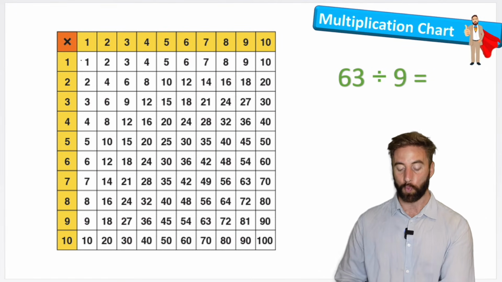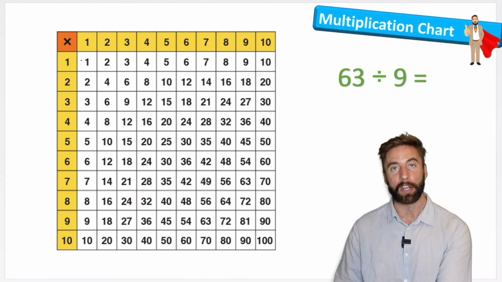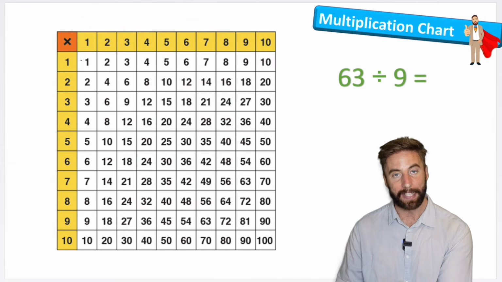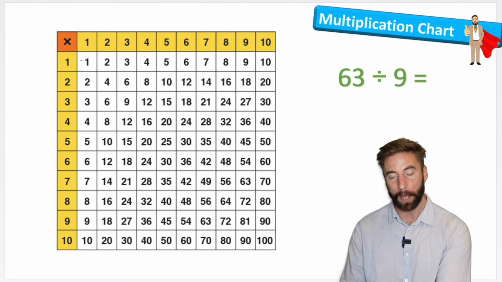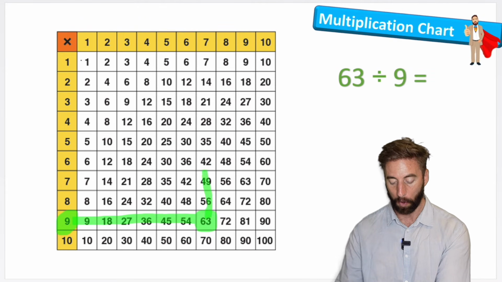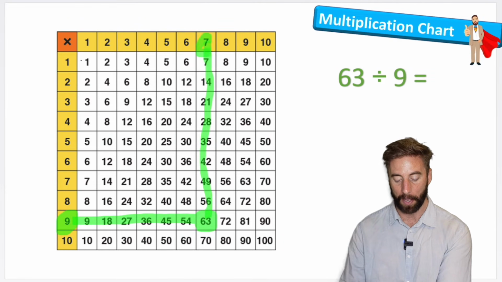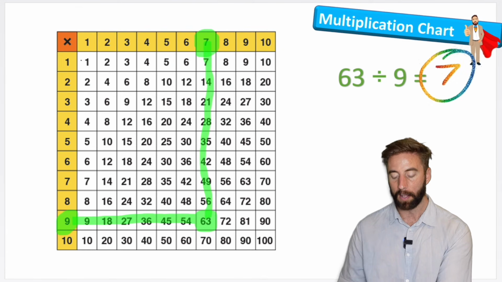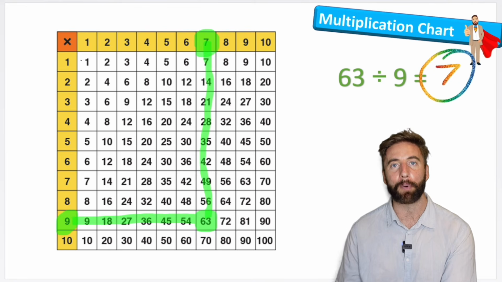Let's look at one last one. Let's have a look at 63 divided by 9. And all I'm going to do is the same thing: go down my side or my top, find the number 9. I'm going to use this one here. Go along until I get to 63. There it is. And then I come all the way up to give me my answer of 7. There we go. Super simple.